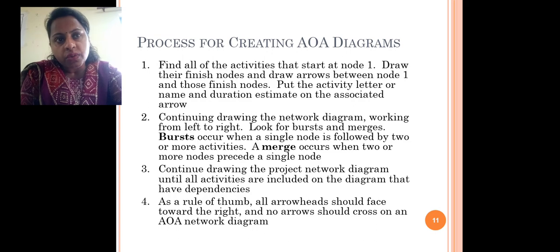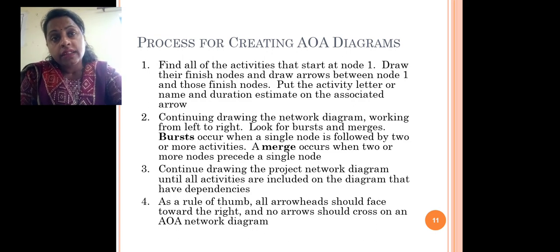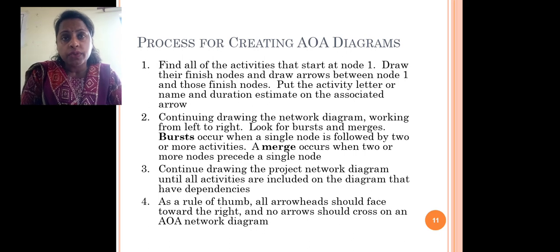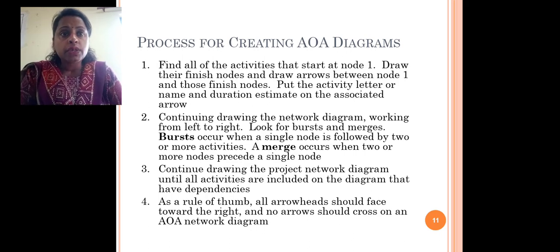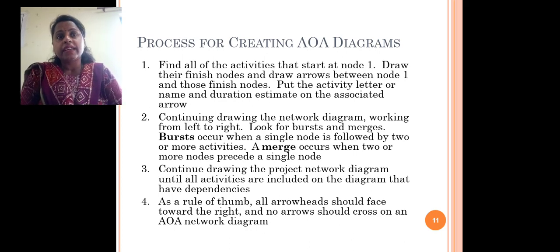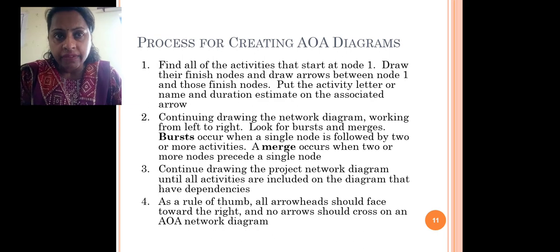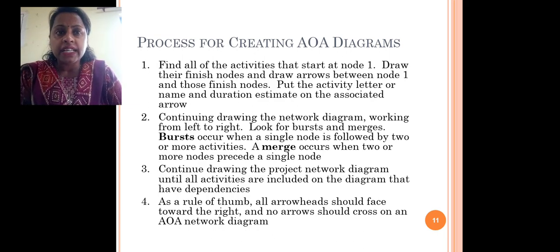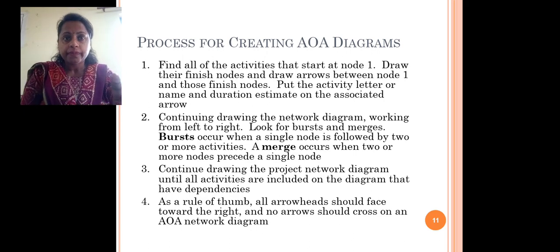Continue drawing the network diagram working from left to right. This is the rule of network diagram, that you have to move from left to right. You do not need to move from right to left. It will be wrong. So look for the burst and merge events. A burst event occurs when a single node is followed by two or more activities, and a merge event occurs when two or more nodes precede a single event.